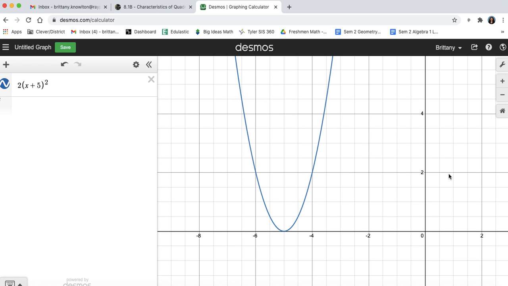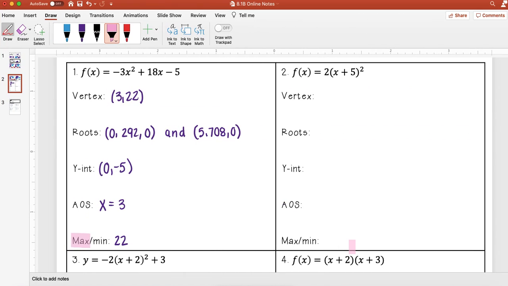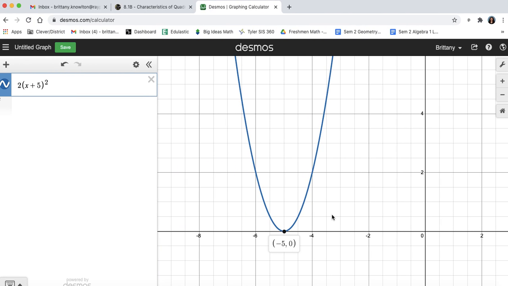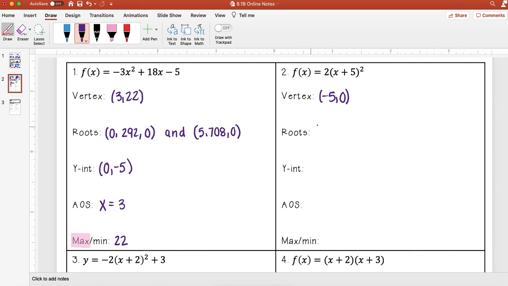So first I want to find my vertex. That's going to be my lowest point for this one. And so clicking on here, I see that's at negative 5, 0. Next I want to find the roots. And I see that my root is actually the same as my vertex. So I remember my root is where it crosses the x-axis, and so that's going to be at negative 5, 0.